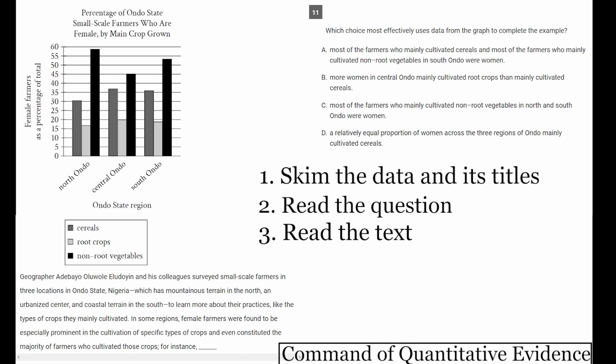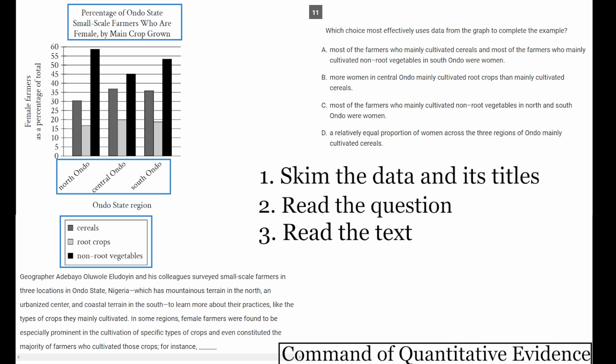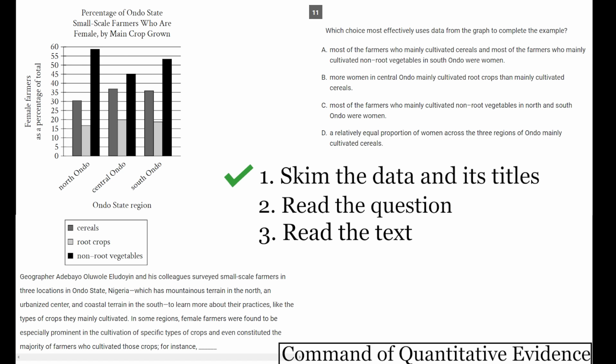The titles tell us that the bar graph is about the percentages of farmers who are women in different sections of Ando, and it's organized by 3 different crop types to make it even more difficult. The next step is to see what the question is asking for, which is for us to complete the text, and now we can read the text. At the beginning, it usually gives us context, but since we already looked at the graph, we can just skim over this part.